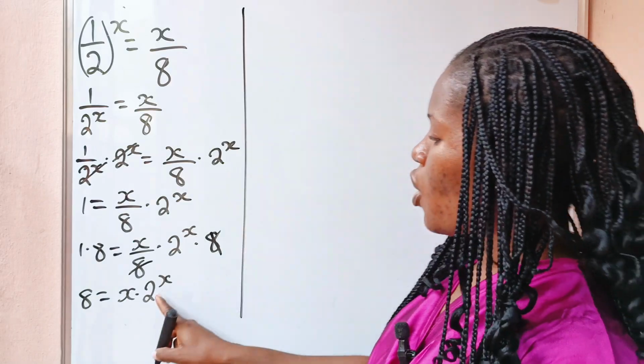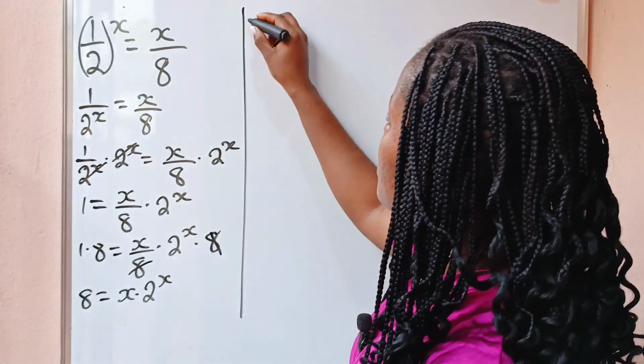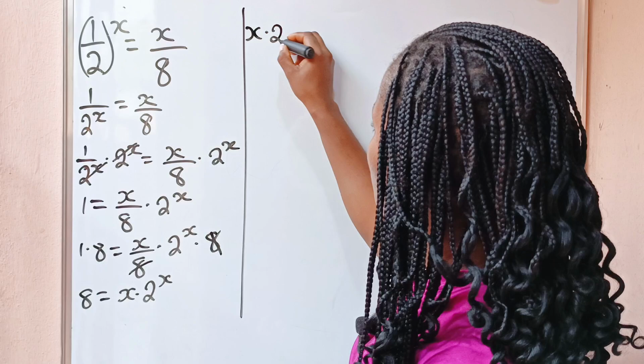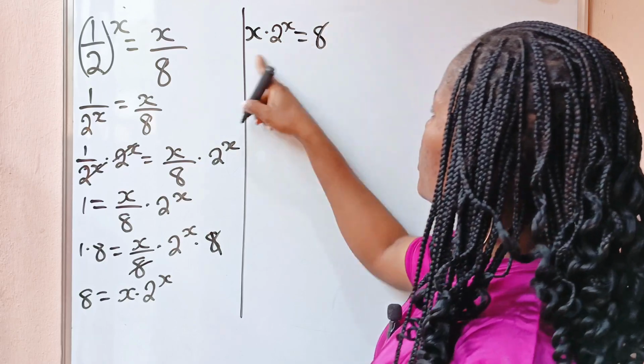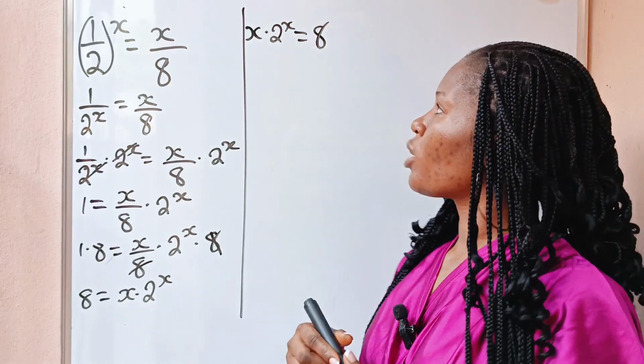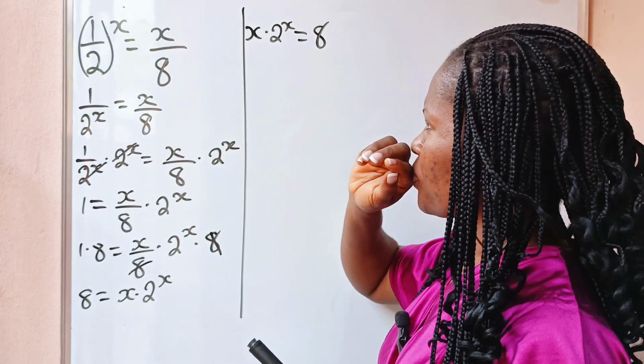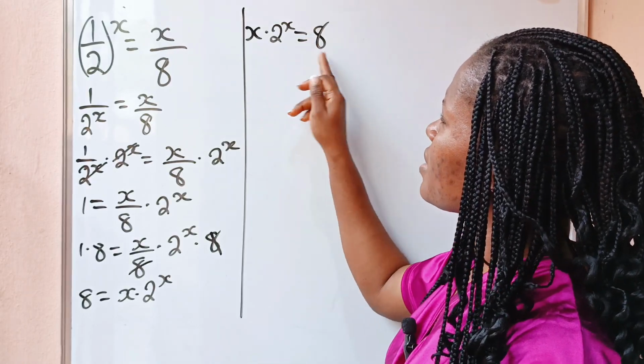All right, now I'm going to take this to this side and bring this way because it is better for me. All right, so this is what we have right now. Okay, now we are going to multiply both sides of this equation.